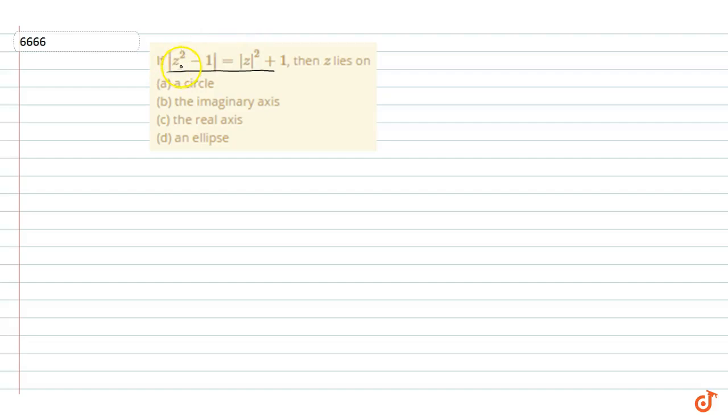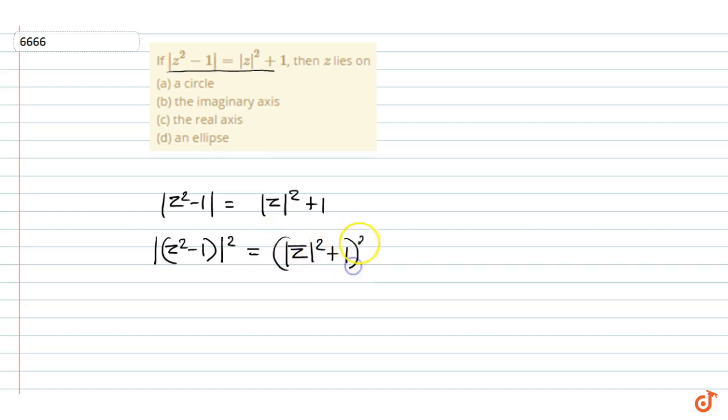In this question, if mod of z square minus 1 equal to mod z the whole square plus 1, then z lies on which one of the following? It is given that mod of z square minus 1 equal to mod z the whole square plus 1, or we can write mod of z square minus 1, the whole square, equal to mod z the whole square plus 1, the whole square.